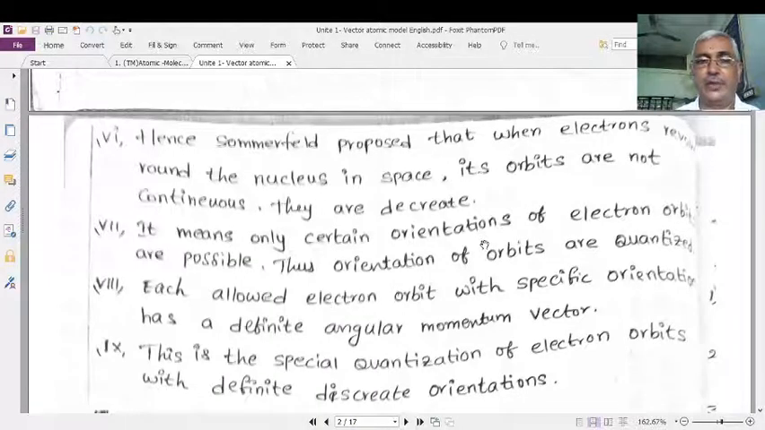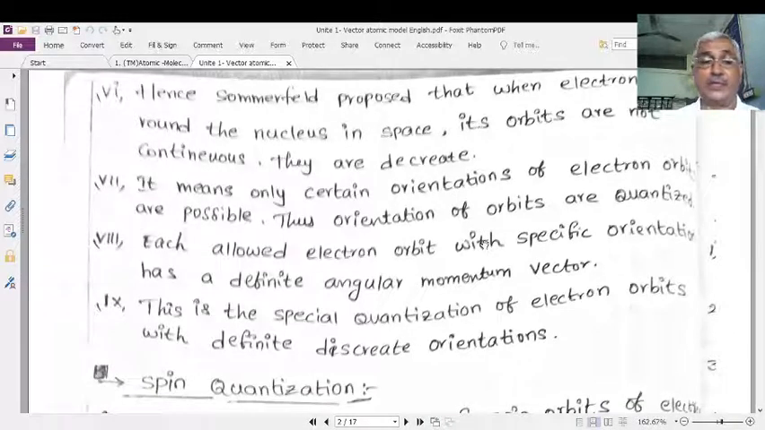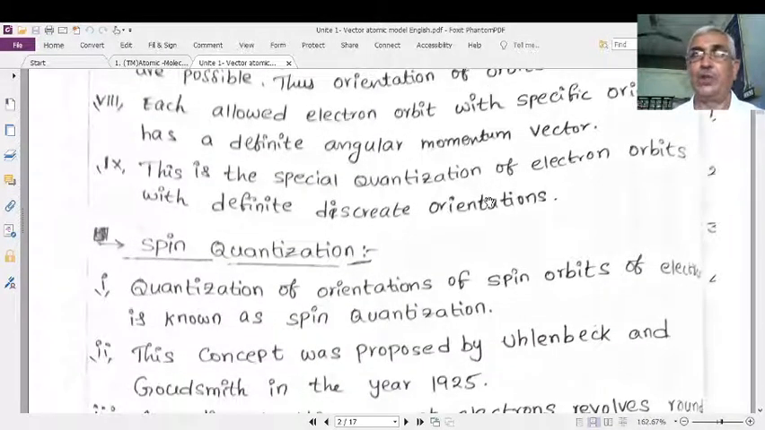Therefore, according to spatial quantization, the electron rotates around the nucleus in some specific orbits, orbits of definite magnitude and definite orientation. Thus, electron orbits are quantized. This is what is known as spatial quantization. Due to the quantization of these orbits, they have only certain specific angular momentums, not all. Angular momentum is a vector quantity. Therefore, it needs a vector quantity to quantize the orbital motion.